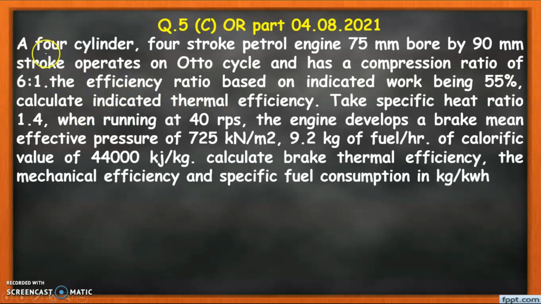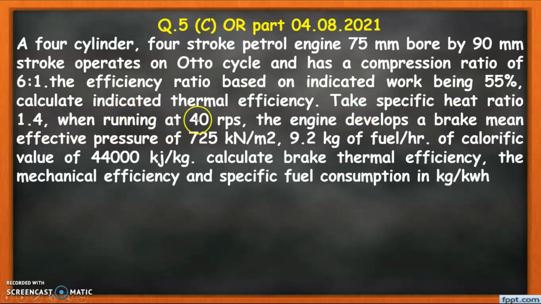The data given over here is a 4-cylinder 4-stroke petrol engine with 75 mm of bore by 90 mm of stroke, operating on the Otto cycle and having a compression ratio of 6:1. The efficiency ratio based on the indicated work is 55%. Calculate the indicated thermal efficiency. Take the specific heat ratio as 1.4.